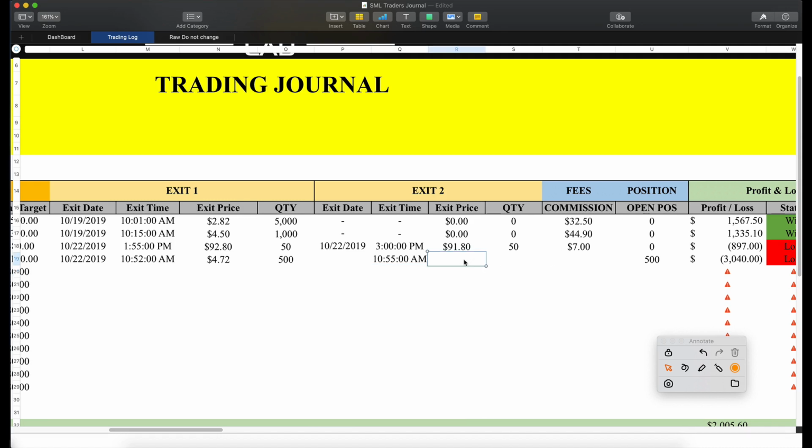Now, when I put in the exit price, let's say 4.5. How many contracts? 5. 5 times 100 is 500. Now, open position 0. Now, this is the proper number, right?